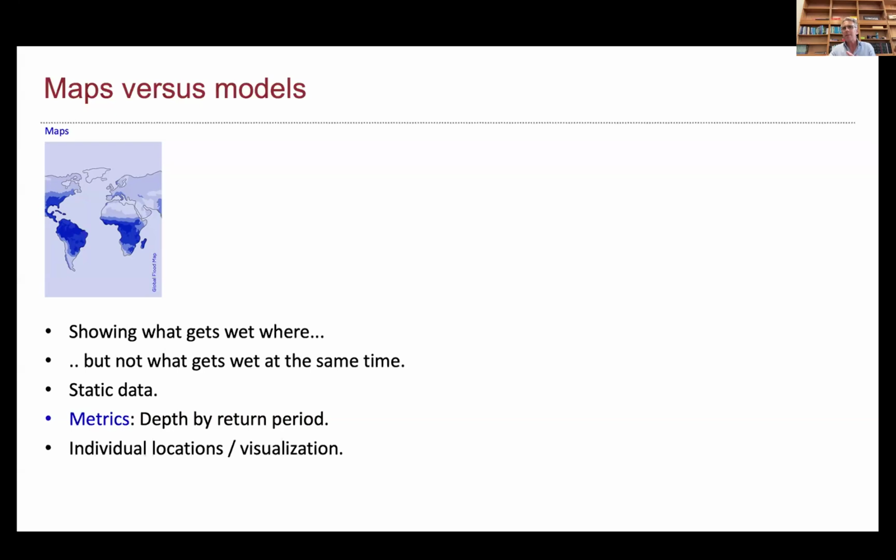Instead, events hit particular places. And even in those places, the intensity has a footprint, just in the same way that an earthquake hazard would have a footprint. The intensity would be high near the epicenter and would decrease the further away that you got. Same thing with floods. A bit more spatially complex because of the landscape, but same basic idea. Maps are static. They produce the depth for a given return period, and they allow us to look at individual locations and visualizations.